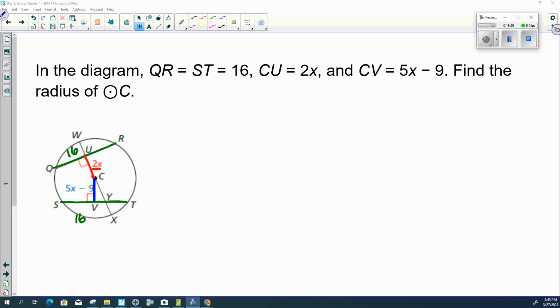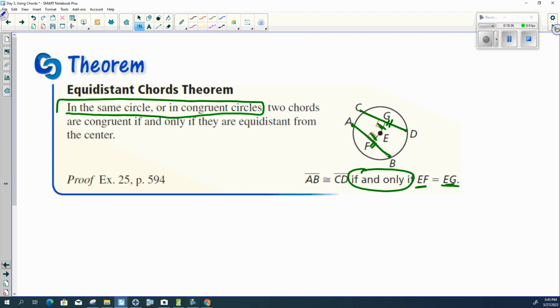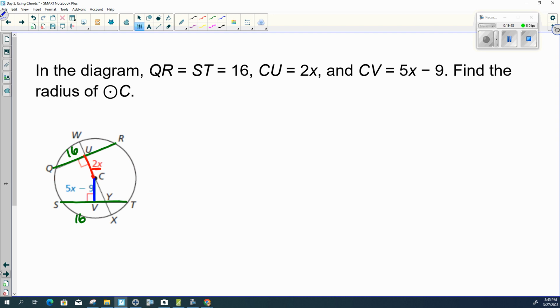From what I can see, this is going to be a couple different problems. This is that theorem that we just went over, the equidistant chord theorem. Let's review it again. If two chords are congruent, which they showed us, they are congruent, they told us the measure, 16 and 16, then they are equidistant from the center. So these must be equidistant from the center. So I can set 2x equal to 5x minus 9. Go ahead and solve that if you have not already.